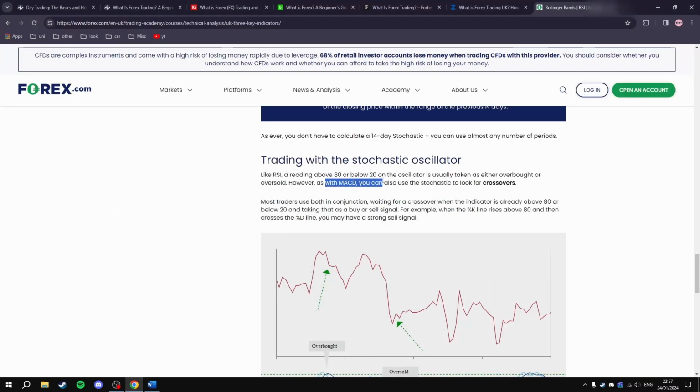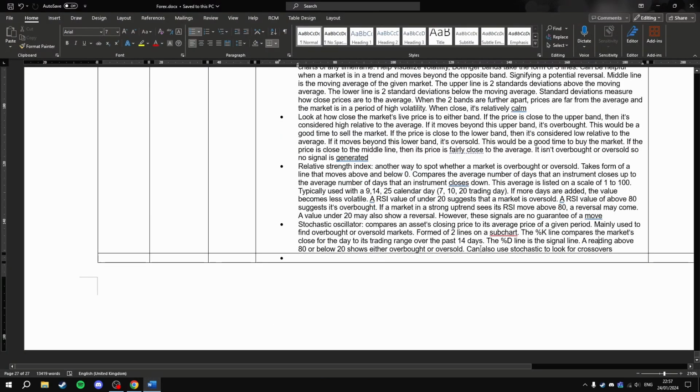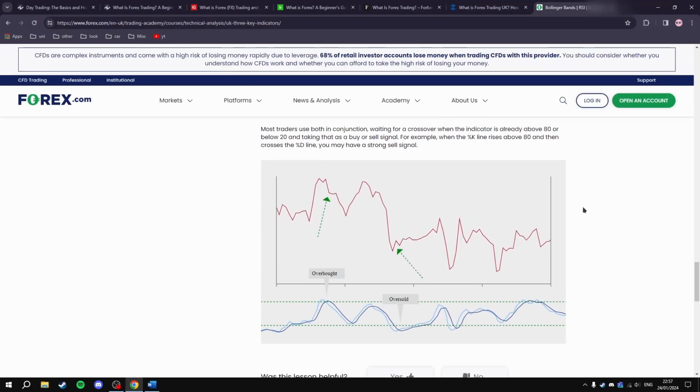However, as with MACD, you can also use the stochastic to look for crossovers. Most traders use both in conjunction, waiting for a crossover when the indicator is already above 80 or below 20 and taking that as a buy or sell signal. For example, when the percentage K line rises above 80 and then crosses the percentage D line, you may have a strong sell signal.